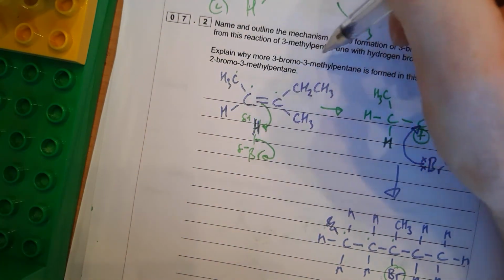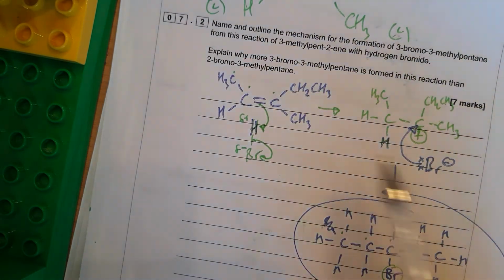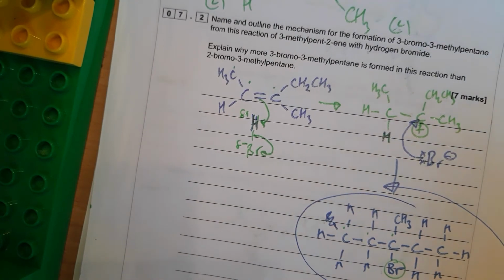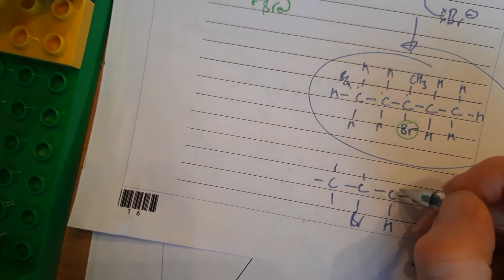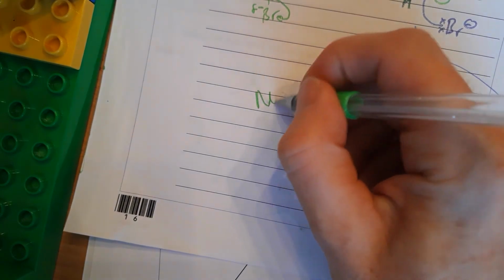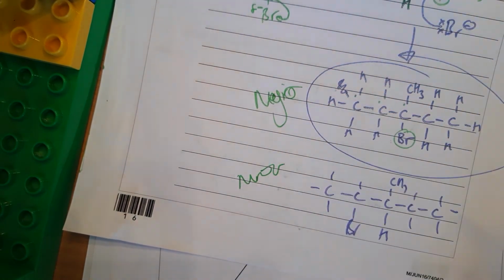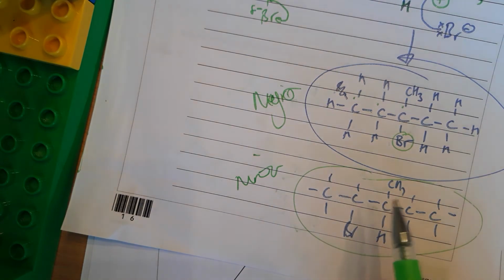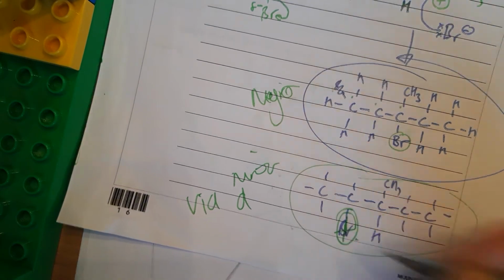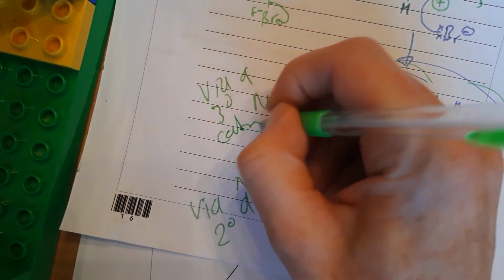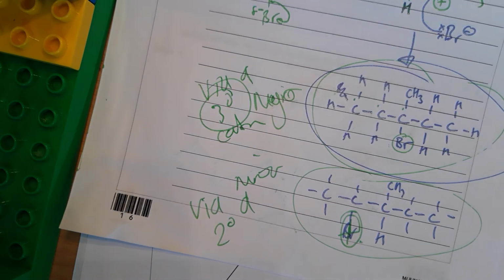Okay, right, what's the next bit? Explain why more 3-bromo-3-methylpentane than 2-bromo-3-methylpentane. You don't have to draw this. In fact, there's no reason to at all. But it might just help with your understanding, I suppose. Right, the reason you get more of this, in other words, that this is the major product and this is the minor product, is because this one, 2-bromo-3-methylpentane, is formed via a secondary carbocation, whereas this one is formed via a tertiary carbocation, and tertiary carbocations are more stable than secondary.